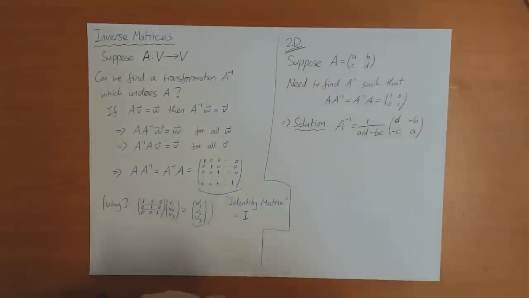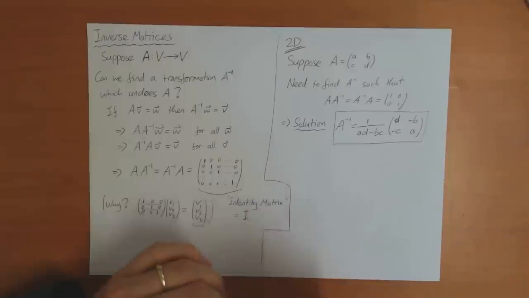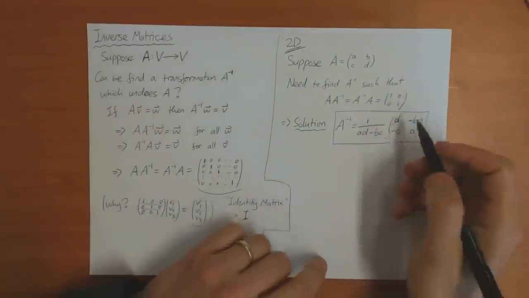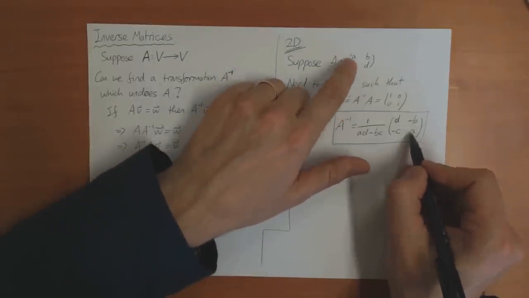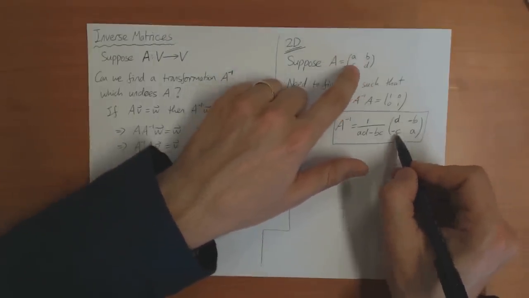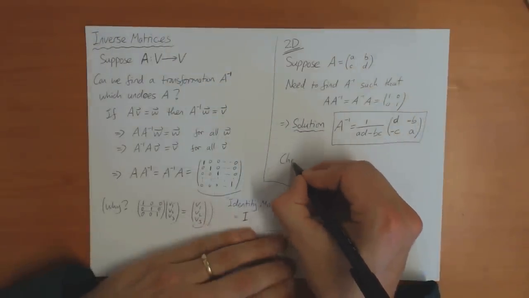So that's the answer, and just in a minute I'll show you that it works. So see what happens in the matrix here. The A and the D swap places, and then the B and the C are multiplied by minus 1. Okay, so how do we know this is the solution?